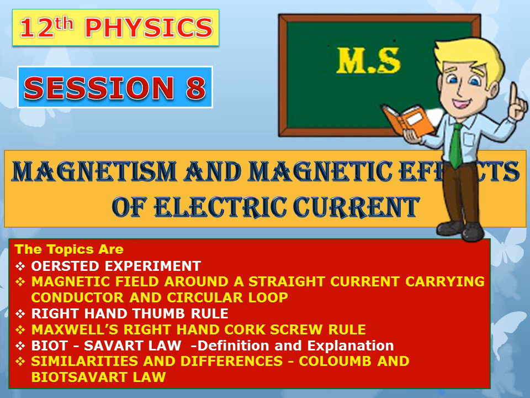For that, today we are going to learn about the Oersted experiment, magnetic field around a straight current carrying conductor and circular loop. Then, with the help of the right hand thumb rule and Maxwell's right hand cork rule, we can deduce the Biot-Savart law, and in this class we are going to learn the definition and the explanation about the Biot-Savart law. Finally, let's see the similarities and the differences between Coulomb and Biot-Savart law.